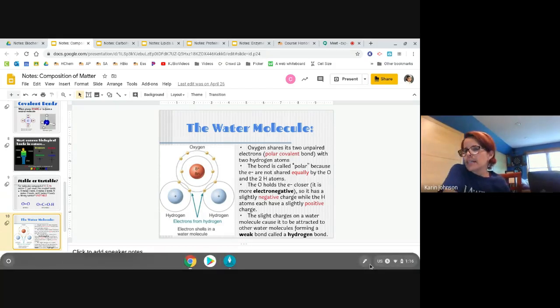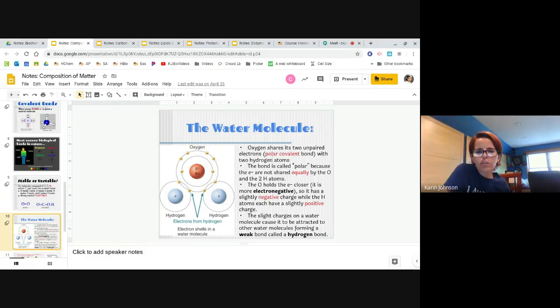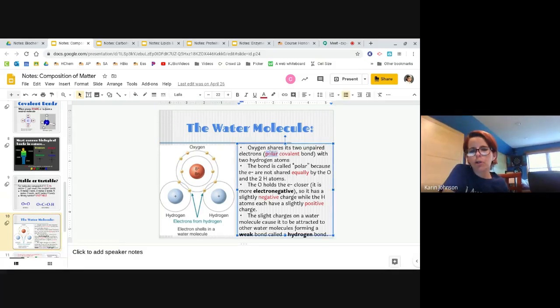So it says the electrons shared by oxygen and the 2 hydrogens in a molecule of water are part of a bond, and that's called a polar covalent bond. So you want to write the words polar covalent bond. This means the electrons are shared unequally. They are not shared in the same way. They are shared unequally.